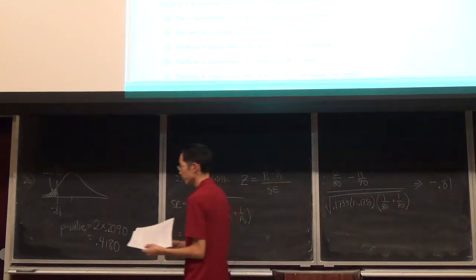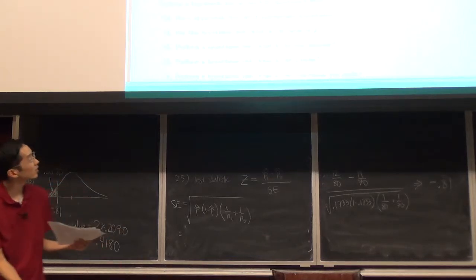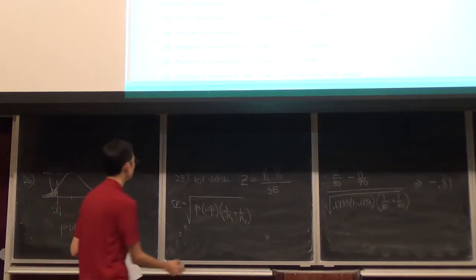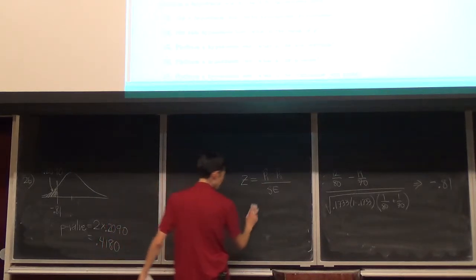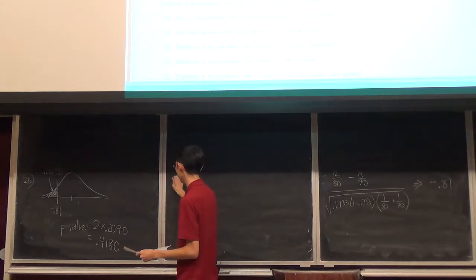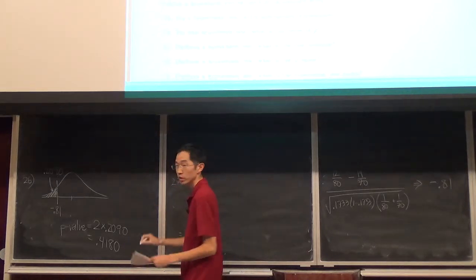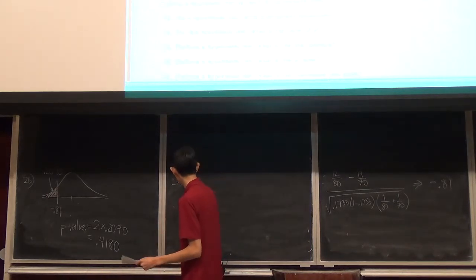So based on our p-value, what is the conclusion that we made? Number 27. So my p-value is 0.4180. So my conclusion is, reject or not reject? Do not reject.